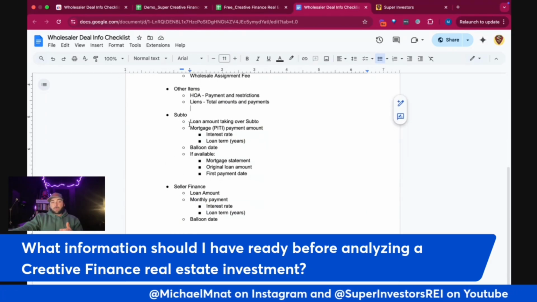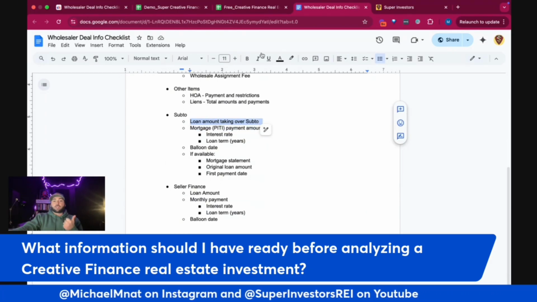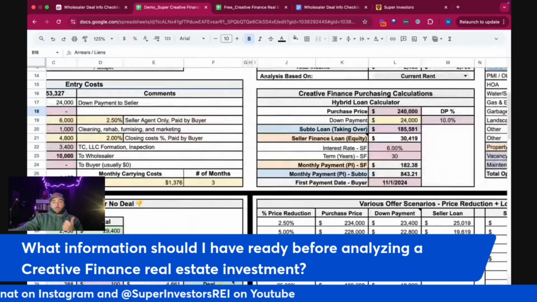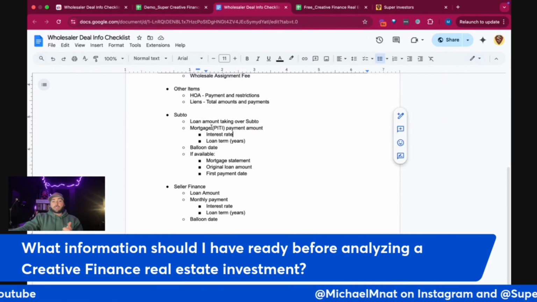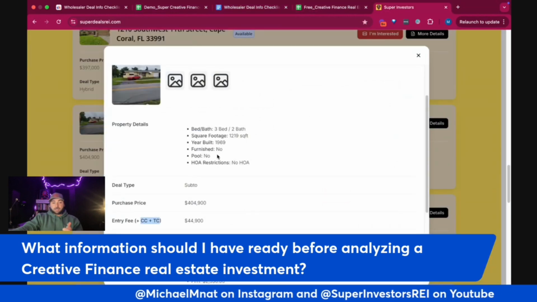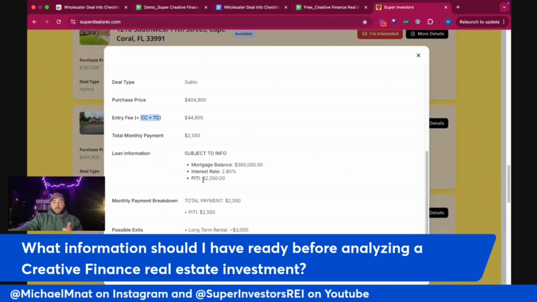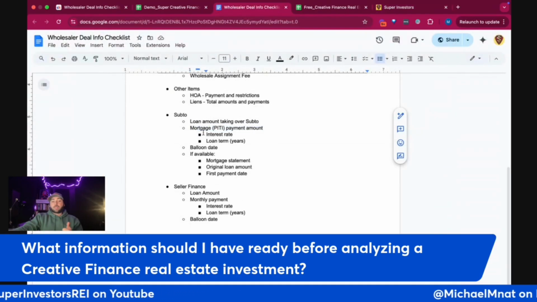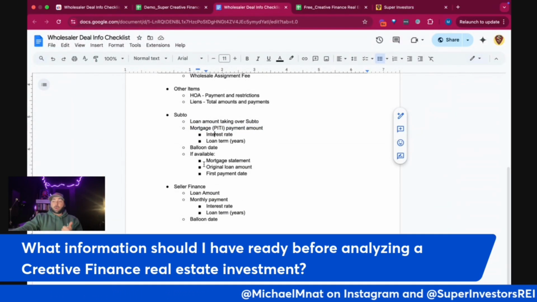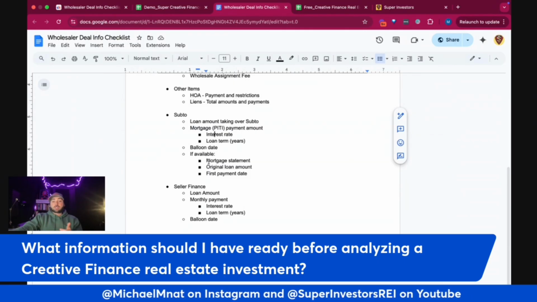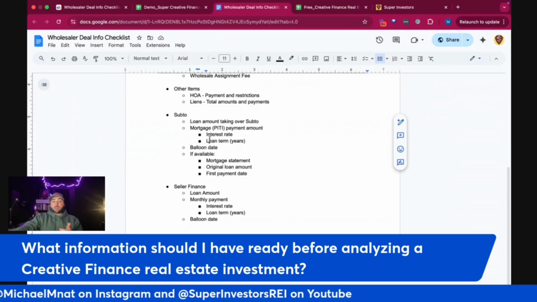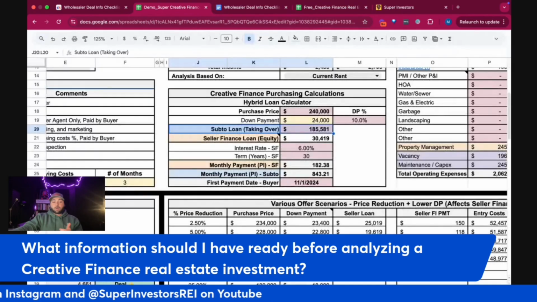If it's subject to, well, how much loan are you taking over? That's important for the analysis. What's the loan amount that you're taking over right here? If you're going to determine your mortgage payment, either you need the dollar amount like is presented here typically. This is the amount that you are paying monthly. In my opinion, that's cool. I really want to know the actual loan. I want to be able to recreate the original loan. That comes from having either the mortgage statement, so then you can verify some of these numbers, or understanding what is the interest rate, what is the loan term, and you can recreate that loan here.